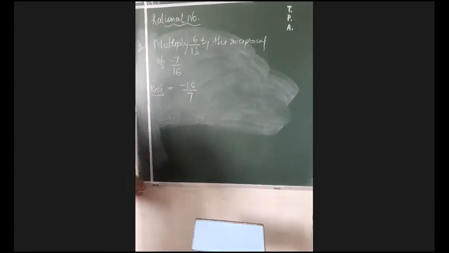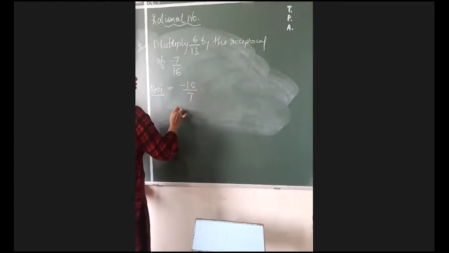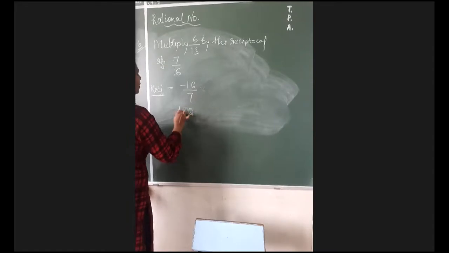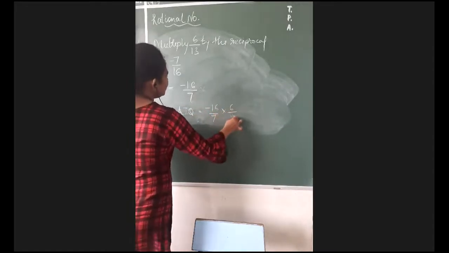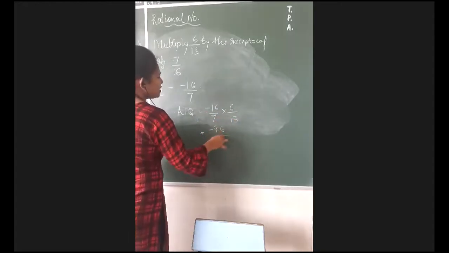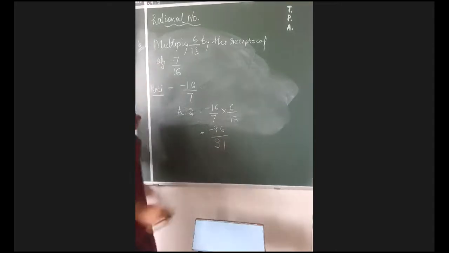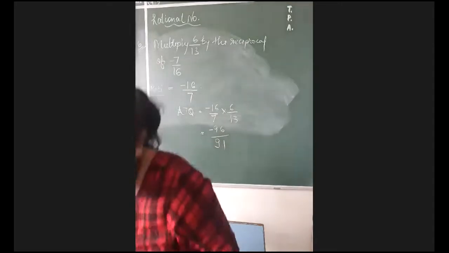Okay, and then it is telling you to multiply. So I'm doing it according to the question. You have to multiply 6 by 13 into it. Okay, so 16 sixes are 96 and this is 91. So the correct answer would be minus 96 upon 91.